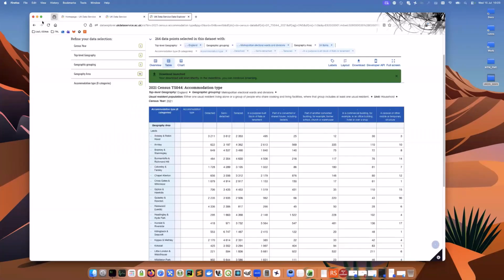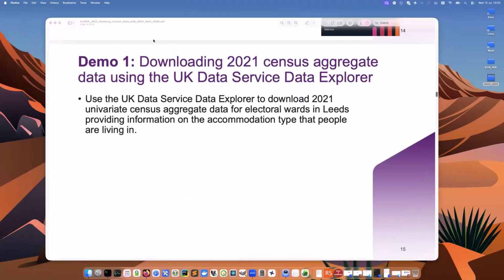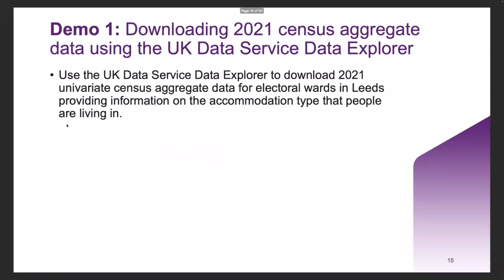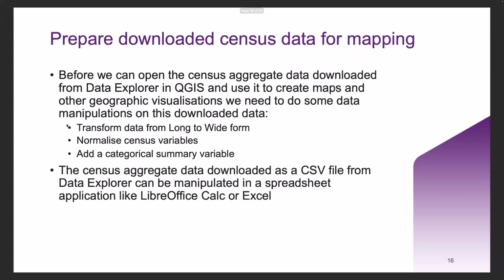Okay, I'm just going to go back to some slides now. So we've downloaded our census stats from Data Explorer. Having downloaded those stats, the next step is to do some data manipulation to prepare them for mapping in QGIS. There are three things we're going to do to the data. We're going to transform the data from long to wide form. I'll explain what long to wide form is later.